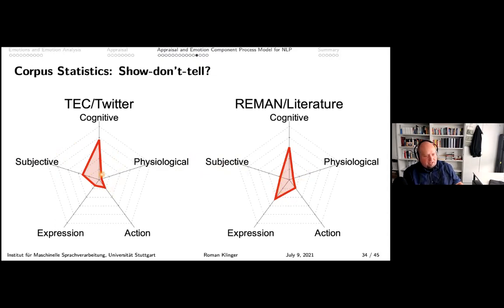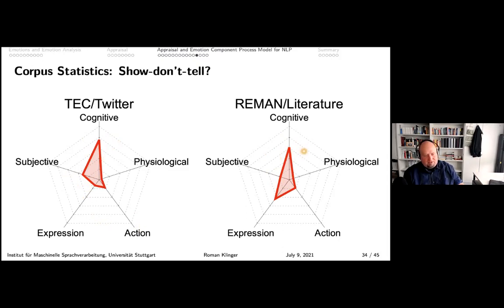This actually seems to be the case, right? It's still used quite often in literature, but it's used more often on Twitter, where people just report about their emotions, perhaps very directly. These event evaluations are used quite often in both of the different domains. So people describe events that happen to them on Twitter also to communicate an emotion.